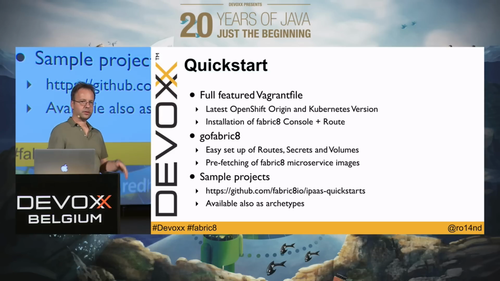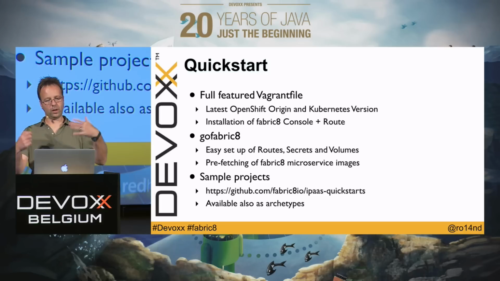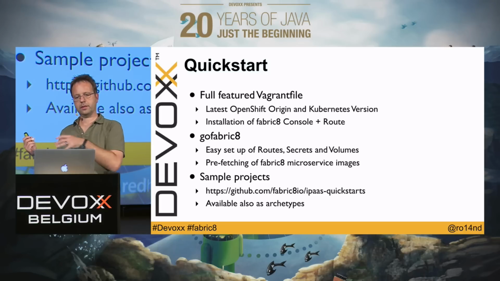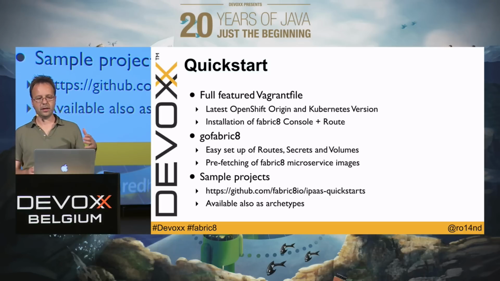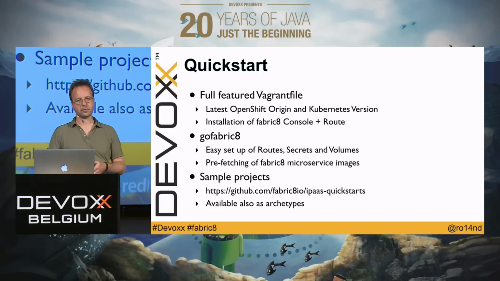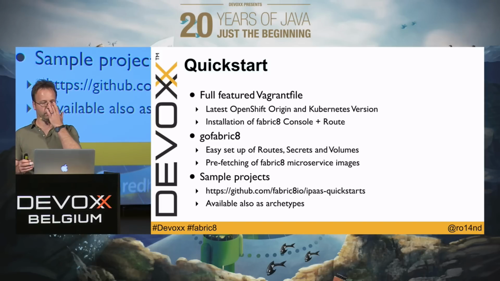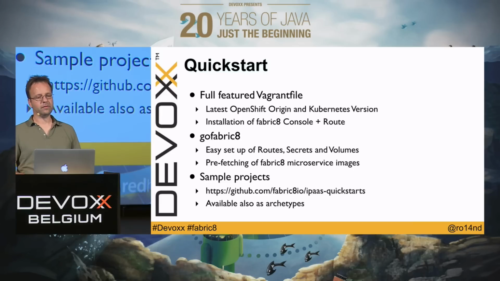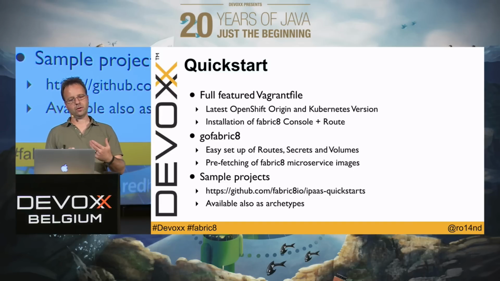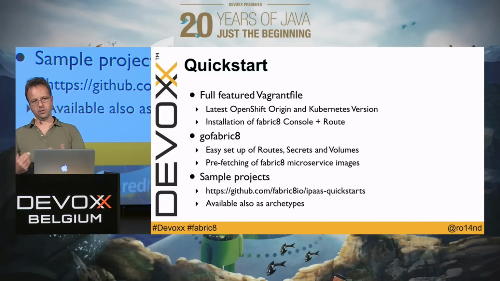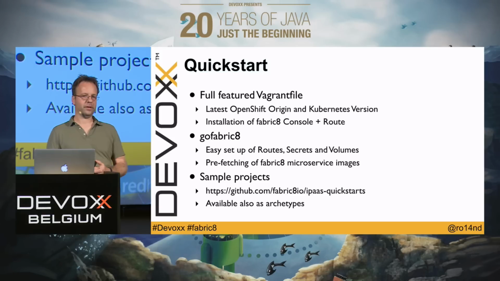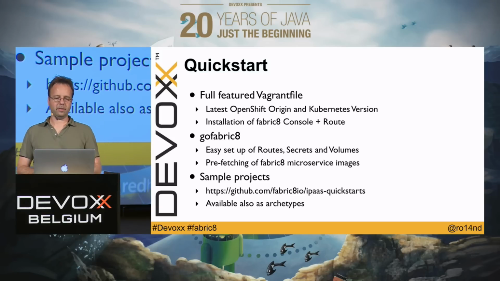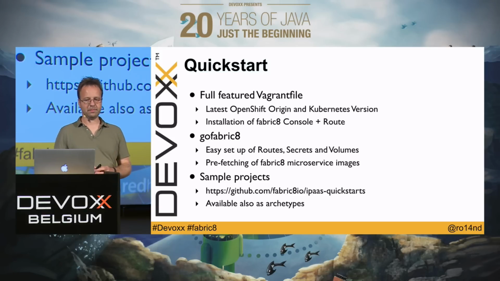Very important, and if I have to give out one single message from this talk, it is that it's really easy to try out fabric8. There is a full-featured Vagrantfile, which you simply use. So if you know Vagrant, you have this Vagrantfile which builds up a virtual machine in a scripted way, and within this virtual machine you have not only fabric8 installed, but of course OpenShift, a single node cluster with OpenShift and Kubernetes on top of it. And this is really a matter of minutes to set up.